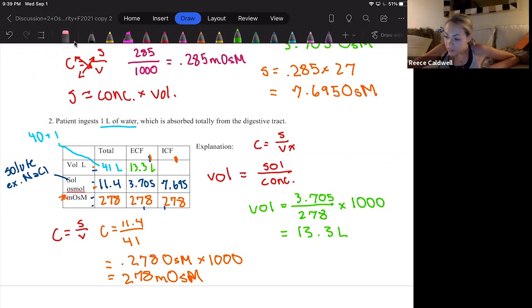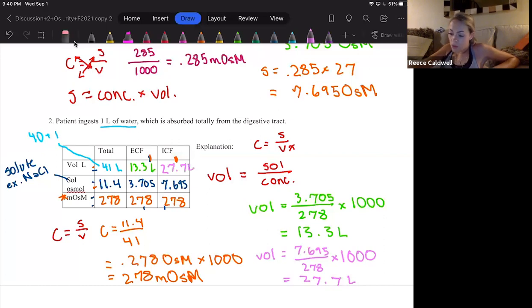We can now solve for the intracellular fluid. So what we'll do here is the exact same thing. We'll have our volume equals solute over concentration. So we'll have the 7.695 divided by the concentration, 278. We'll multiply that by 1,000 to put it into milliosmoles. And what we're going to get here is 27.7 liters. So we'll plug that in. And we have now finished number 2.